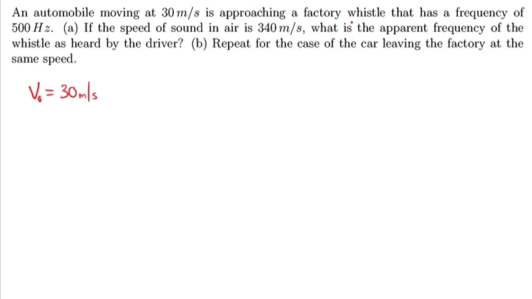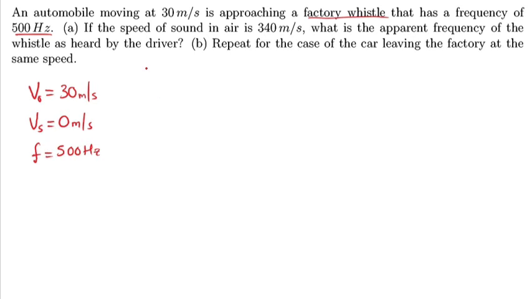Then it approaches a factory whistle that has a frequency of 500. So the source, which is the factory whistle, is what is producing the sound. It's not moving because it's a factory, of course it's stationary. So the source has a speed of 0 meters per second. Then what else do we have? We have the actual frequency, which is 500 hertz.